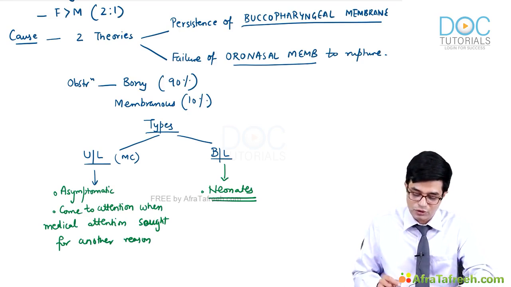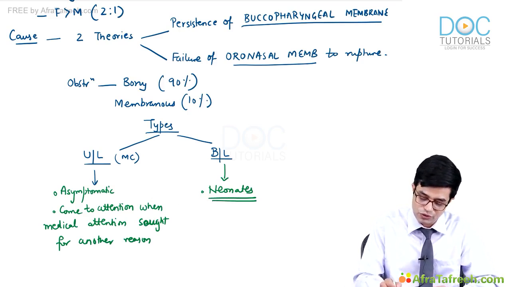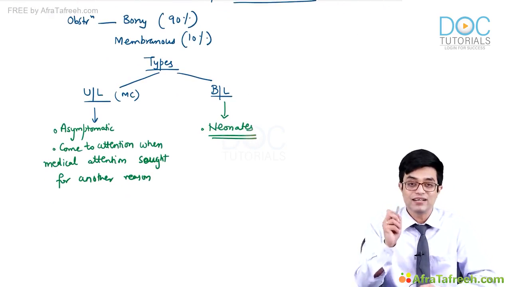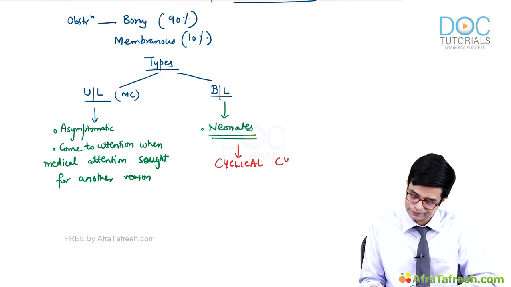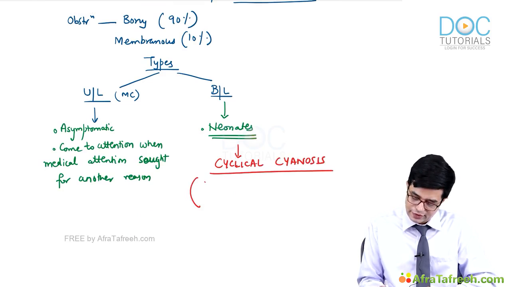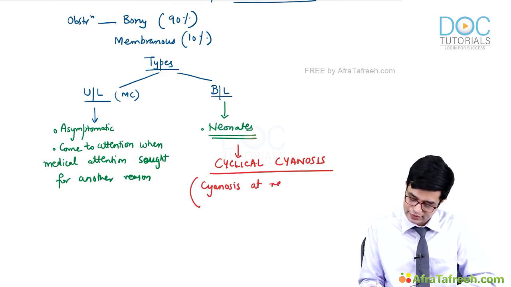So remember, potential MCQ: which condition shows cyclical cyanosis? Bilateral choanal atresia shows cyclical cyanosis. So what is cyclical cyanosis? I just explained the pathophysiology behind it: cyanosis at rest but disappears on crying.